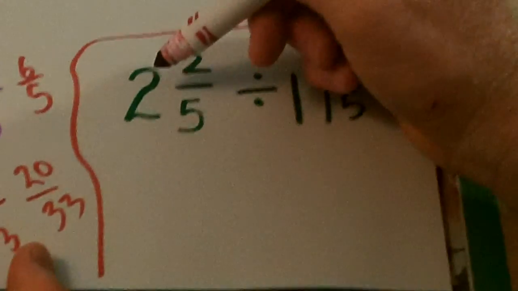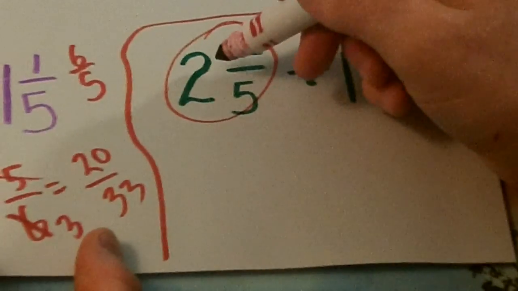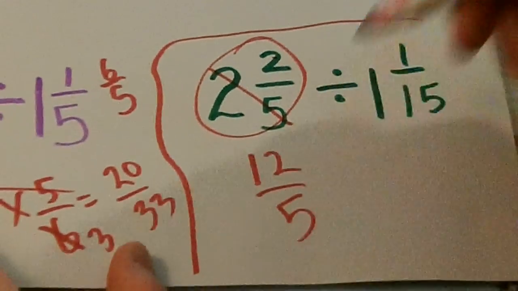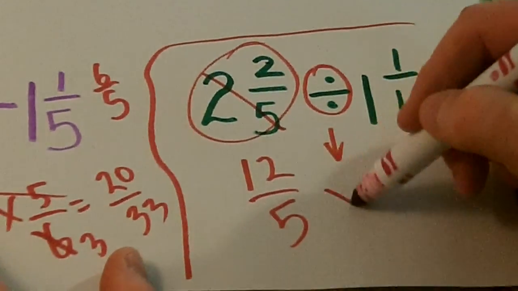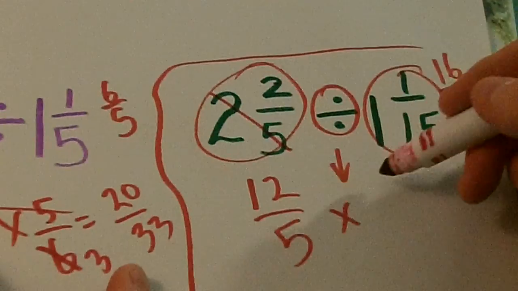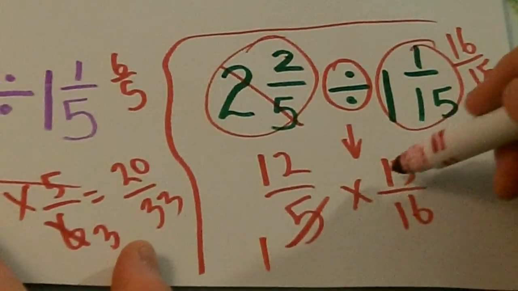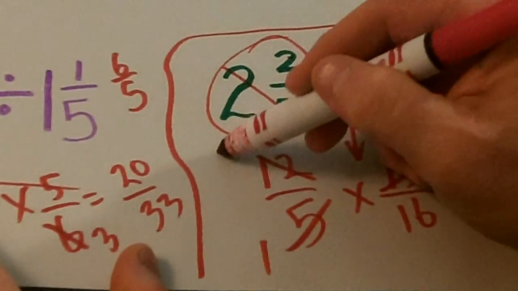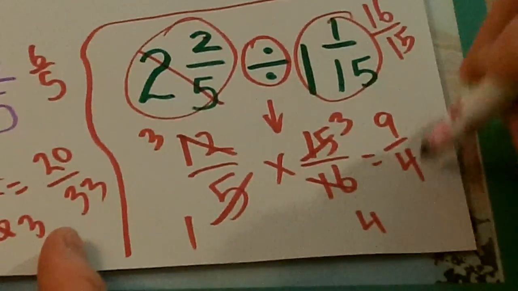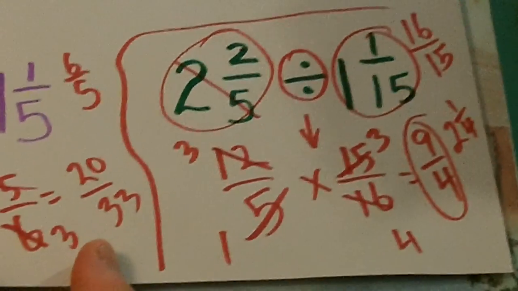Last problem. Convert this into an improper fraction. 2 times 5 is 10, plus 2 is 12 over 5. Convert that to a times. Now that's 16 over 15. Flip it. 15 over 16. 1 times 5, 3 times 5. 3 times 4, 4 times 4. 9 over 4, that could be your answer, or 2 1/4.